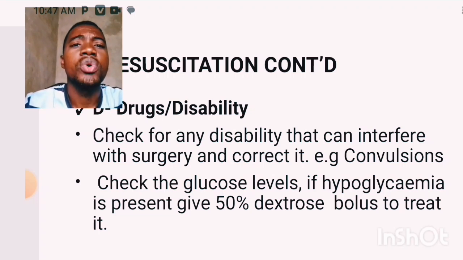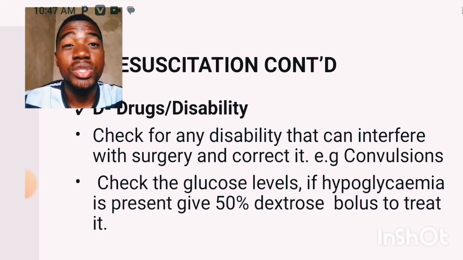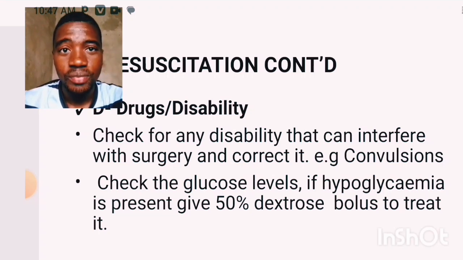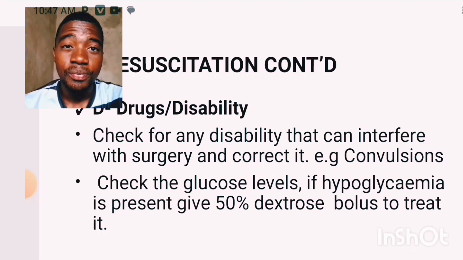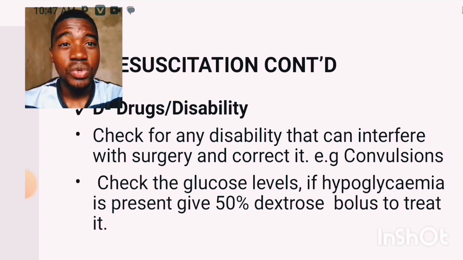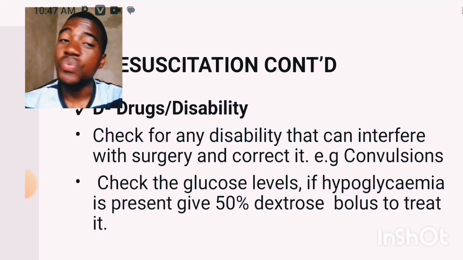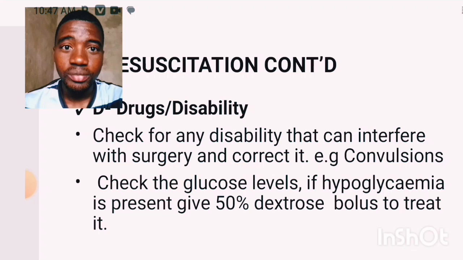Then D, which is drugs, stroke, disability. Before you take the patient to the theater, you should check the vital signs, and then you also ask the patient if he or she has any chronic condition. It may be asthma, it may be diabetes, it may be hypertension. So it's very important to correct the medical condition. It could be epilepsy, so you check for any disability that can interfere with surgery and correct it, e.g. convulsions.